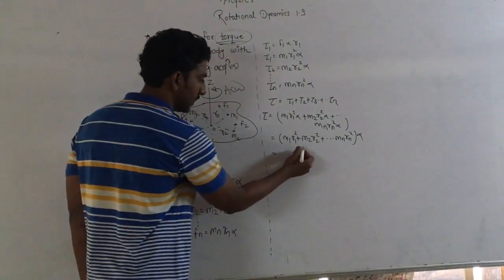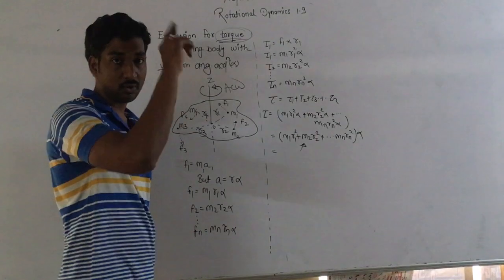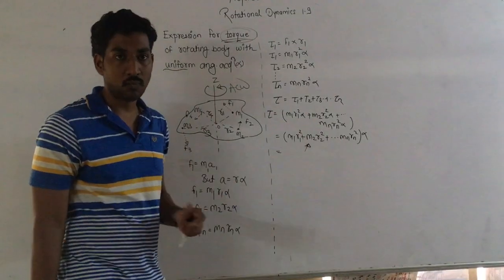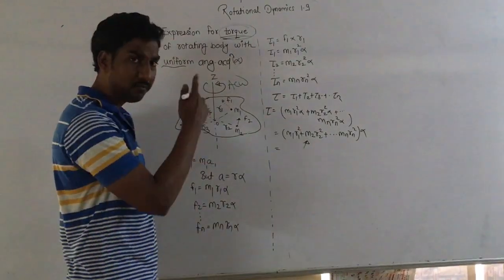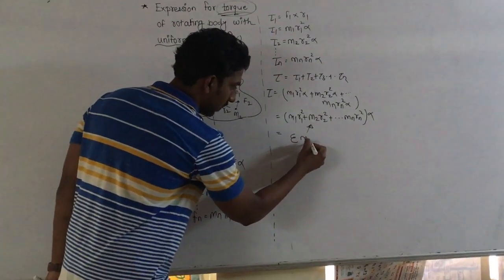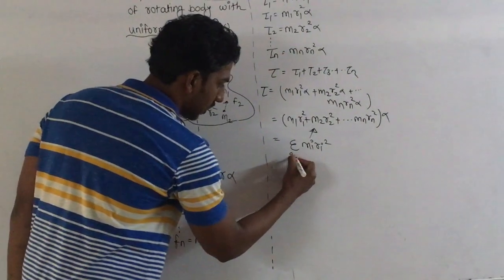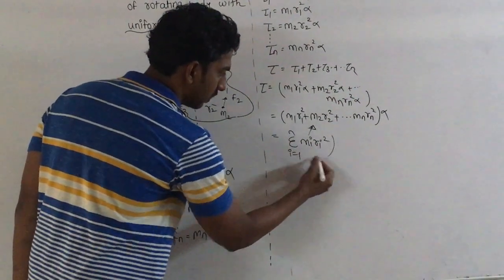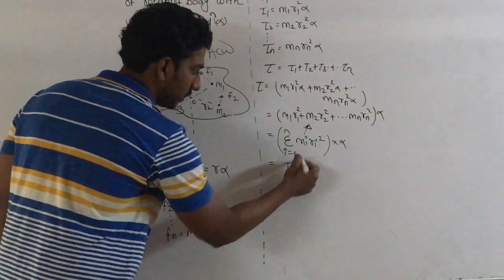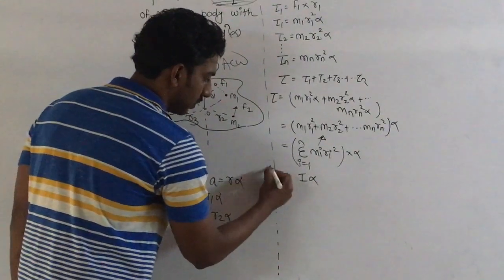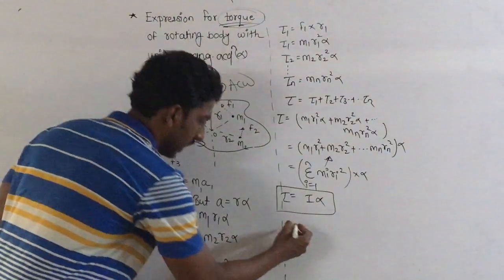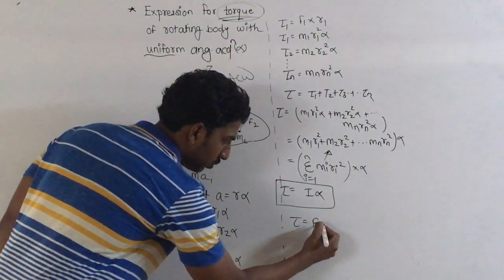But we know that this entity is the moment of inertia, which we have seen in the previous lecture, rotational dynamics 1.8. If you have not watched that video, go and watch the 1.8 video. So instead of this, I can write the summation of mi ri square, where i goes from 1 to n, into alpha. Finally we can write I and alpha. This is the expression for the torque of a rotating body.